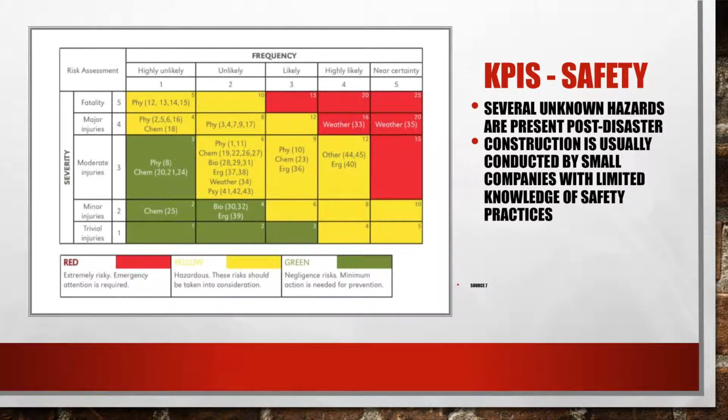KPIs, or key performance indicators, measure how effectively a company is achieving a business objective. The first KPI that we will discuss is safety. The chart on the left helps visualize how dangerous an environment may be. Companies must take precautions to ensure their employees avoid such risks. Several unknown hazards are present post-disaster, and the companies working in such areas are often unaware of safety practices, so the risk is great.